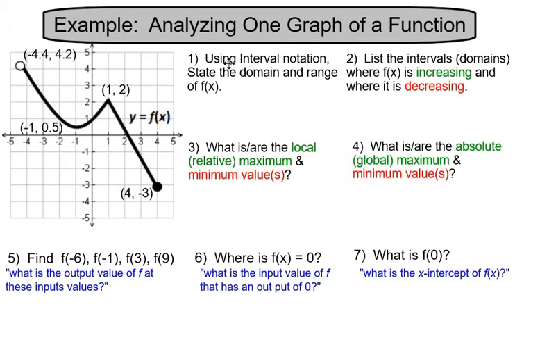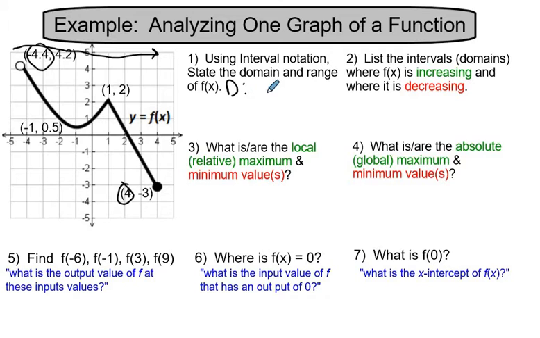So let's take a look at the first question. Using interval notation, state the domain and range of the graph. To do this, it's important to understand that you need to scan the graph going left to right. If I scan the graph going this way, the graph starts at this point, keeps going, keeps going, and it would end here. So I just use those input values: this input value and then this input value, because the domain is input values.